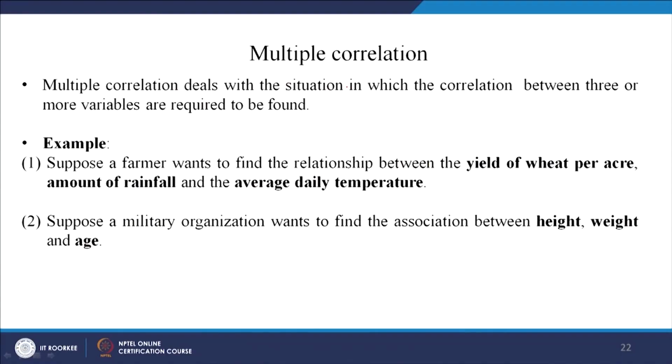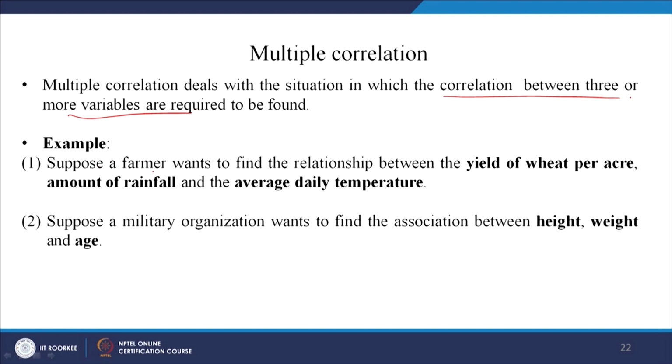So, now from here we will move into the next, which is the multiple correlation. Now we are not talking about partialing out or suppressing or controlling anything. So, we are moving into a third condition. Multiple correlation deals with a situation in which the correlation between three or more variables is required to be found, at least three or more.